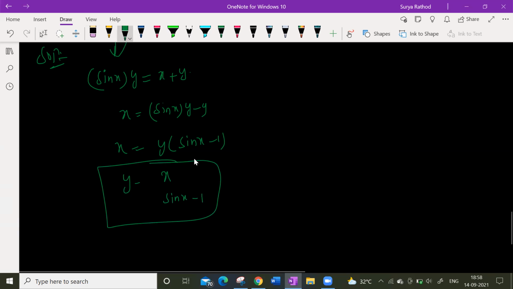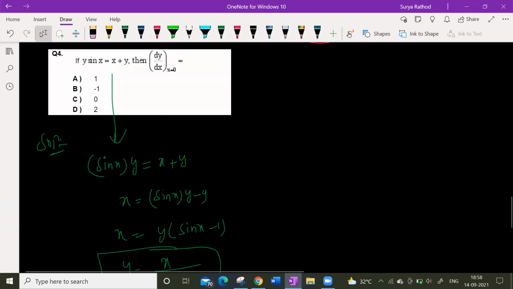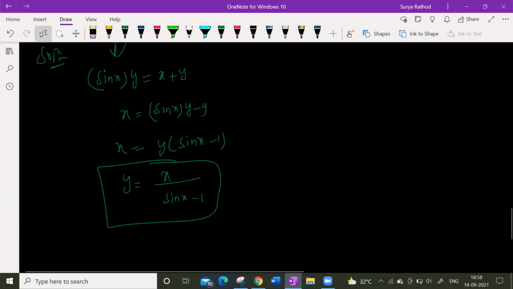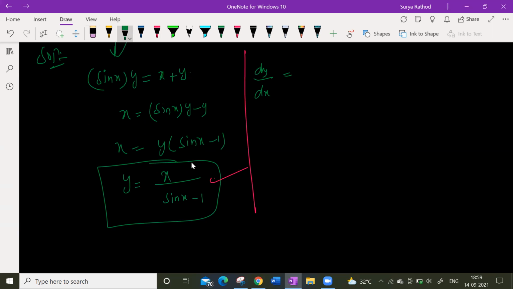Now you will get it. Are you able to understand here? If I shift these two like terms to one side and take y common, x is equal to y into sin x minus 1. So y is equal to x by sin x minus 1. This is what I get. Look, now make dy by dx. What do you get? dy by dx, u by v rule: dy by dx of x is 1 into denominator as it is, minus x into dy by dx of sin x minus 1, which is cos x, divided by sin x minus 1 whole square.